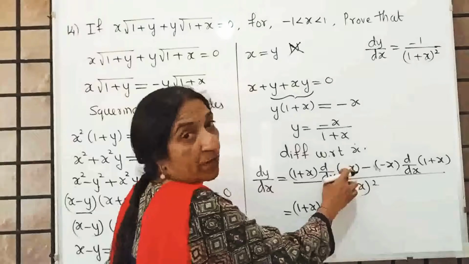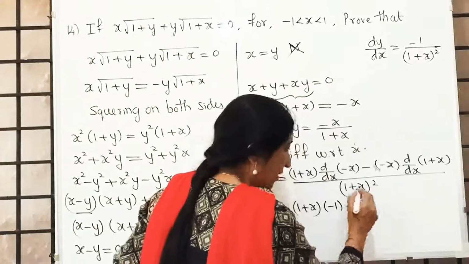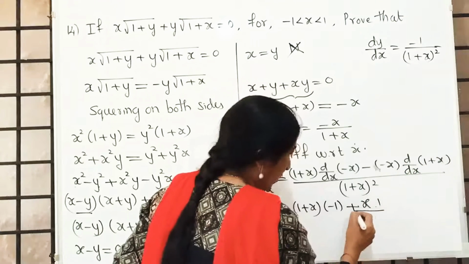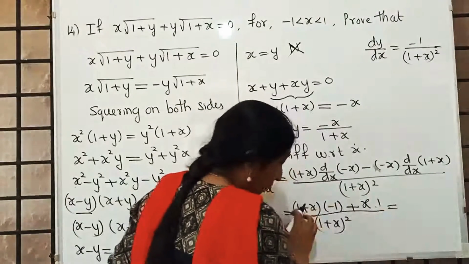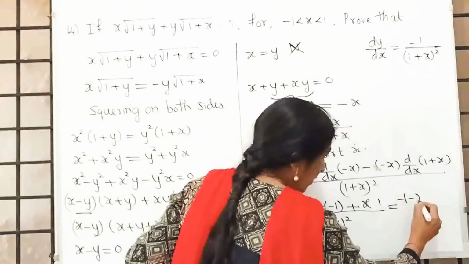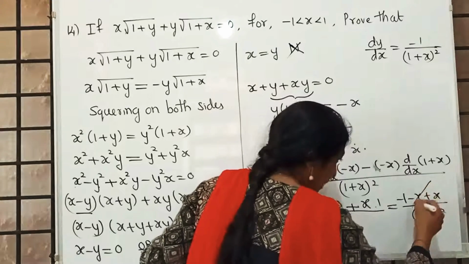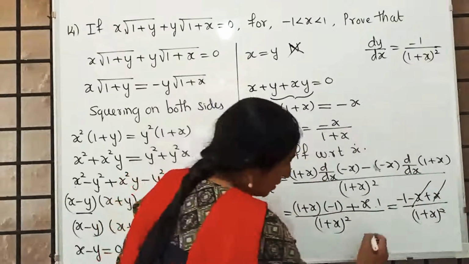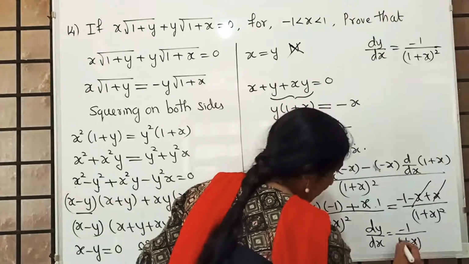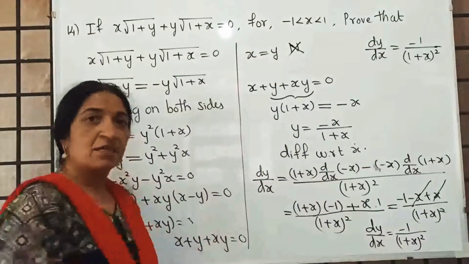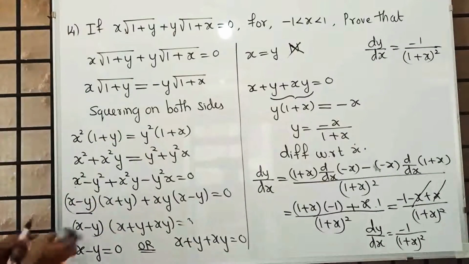What is the differentiation of minus x with respect to x? Minus 1. This minus into minus becomes plus x, and differentiation of 1 plus x is 1, divided by 1 plus x whole square. Remove the bracket. 1 plus x into minus 1, that is minus 1 minus x plus x divided by 1 plus x whole square. See, minus x plus x get cancelled. What is remaining? dy upon dx is equal to minus 1 upon 1 plus x whole square, and that is the required answer. Understood? Moving to the next example, that is question number 15.